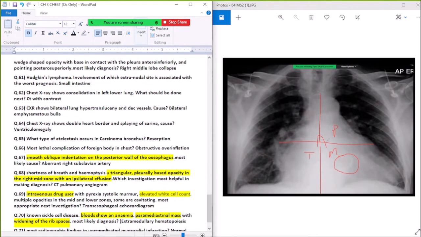Question number 61. Hodgkin lymphoma involvement of which extranodal site is associated with worse prognosis? Small intestine.